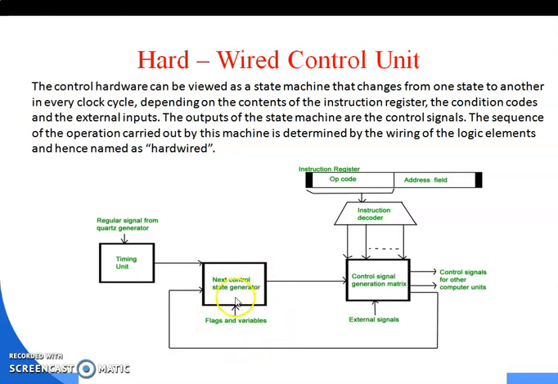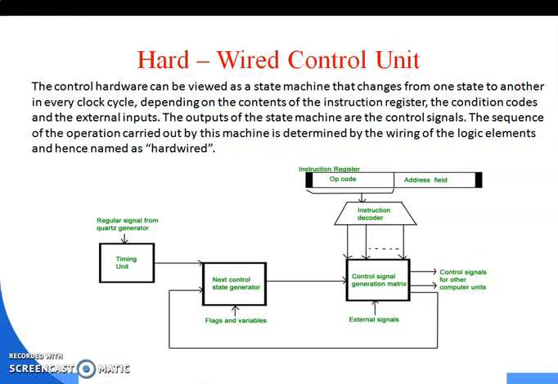Next, the control state register and the timing unit. The timing unit takes the regular signal from the quartz generator and creates a timing signal. Next, the control state generator holds the status of the next instruction. And the control signal generation matrix produces control signals for the other parts of the computer. So this is the overall hardware circuit block diagram.